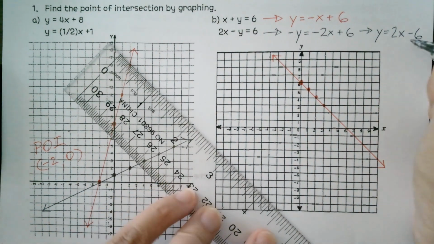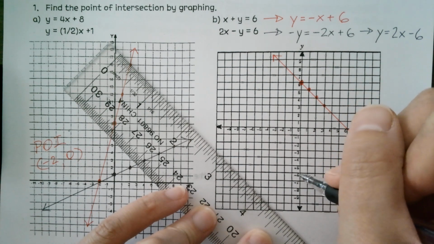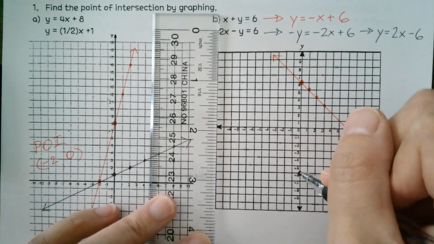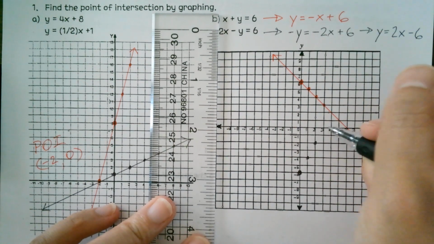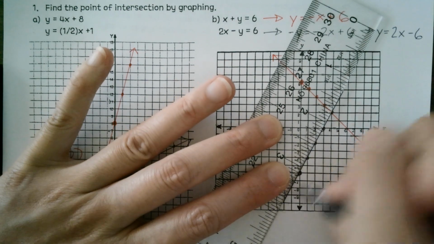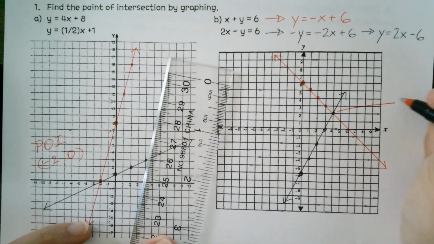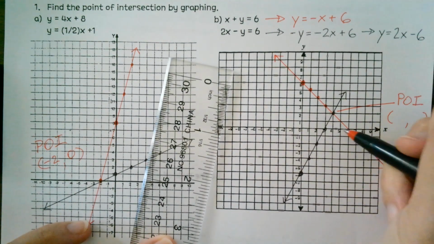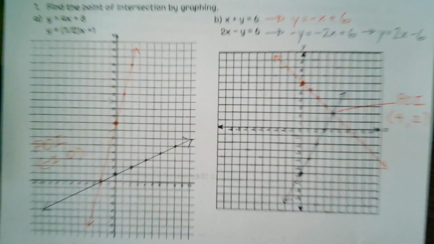There's my first line. Second line, y-intercept -6. Right here, that's -6. And up 2 over 1, up 2 over 1, up 2 over 1. Alright, there's my intersection point, right here. So my POI in this case is 4 and 2.